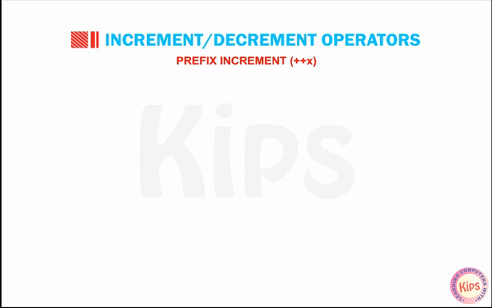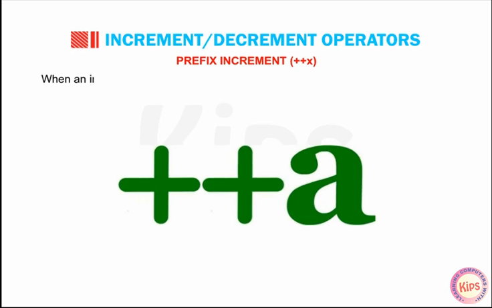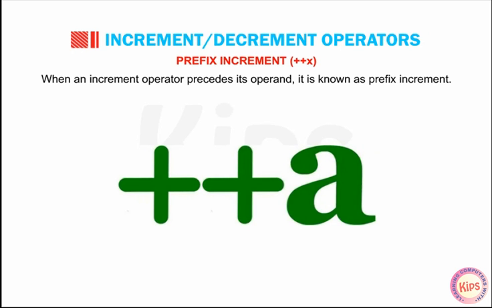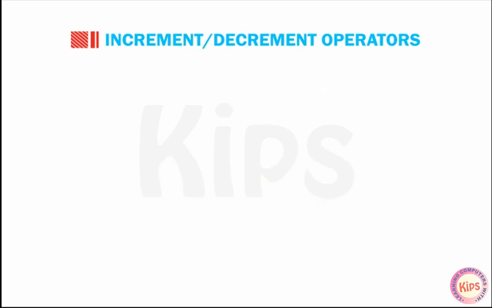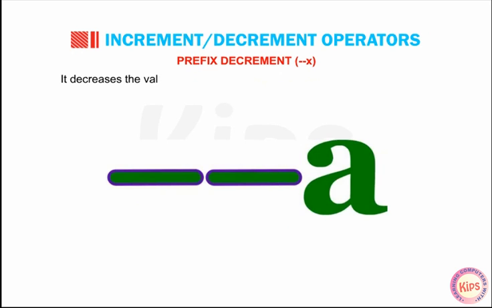Prefix increment, ++x. When an increment operator precedes its operand, it is known as prefix increment. It increases the value of operand by 1 and then evaluates the expression. Prefix decrement, --x. It decreases the value of operand by 1 and then evaluates the expression.